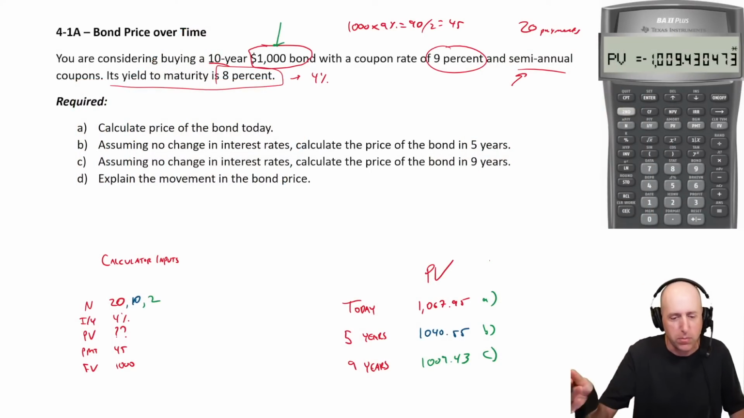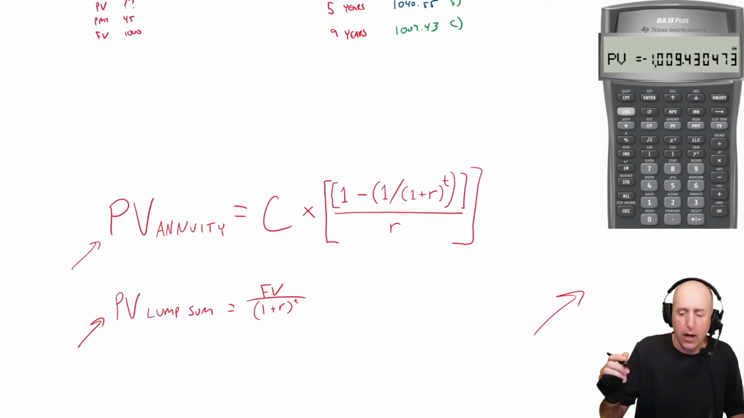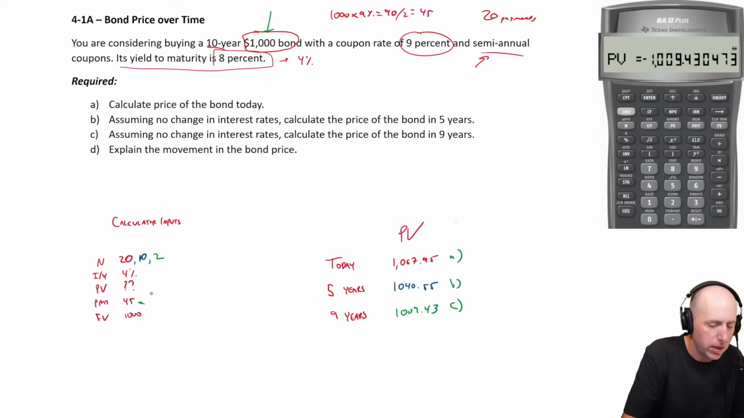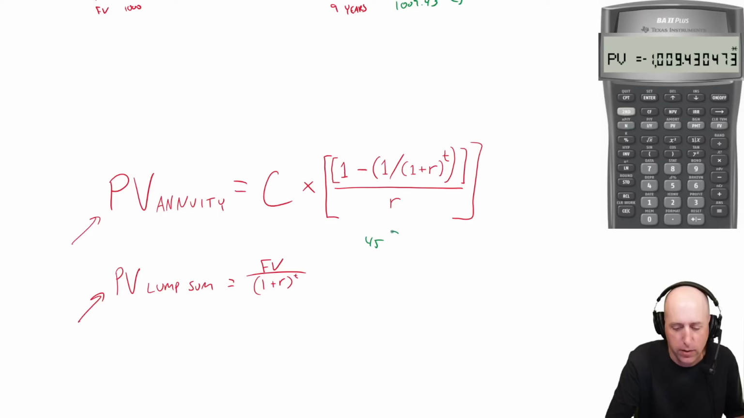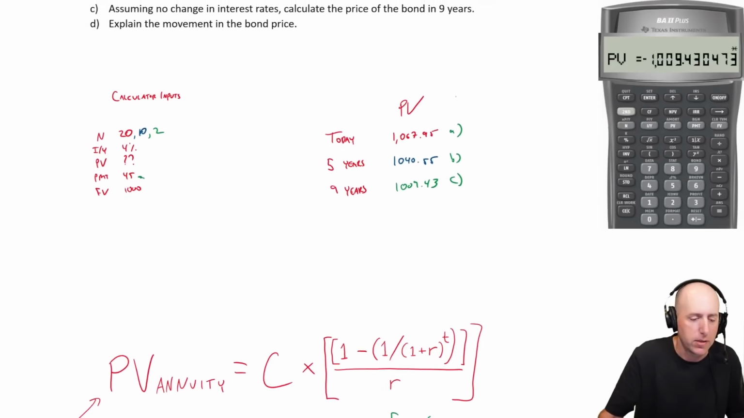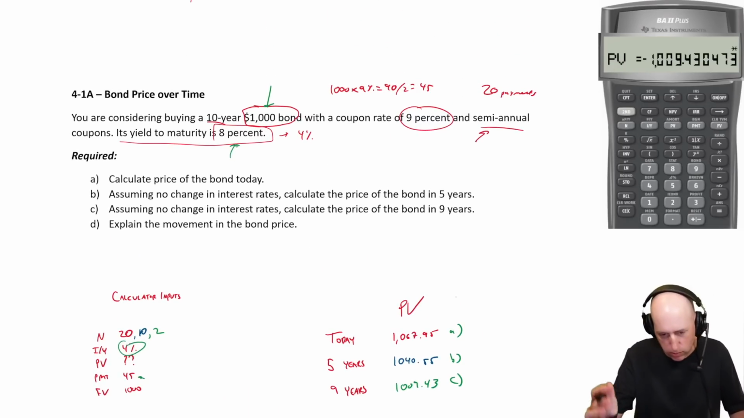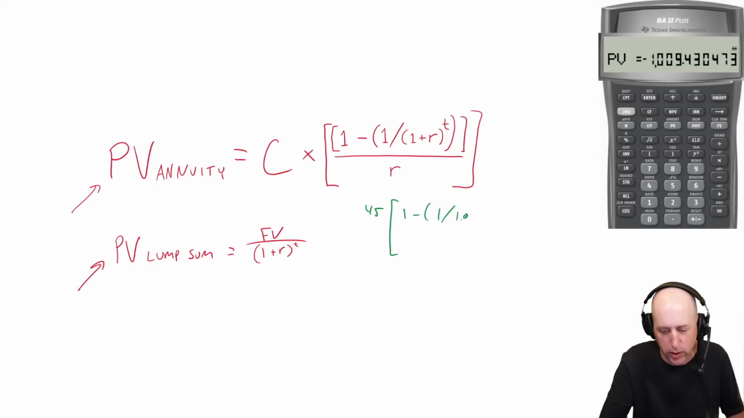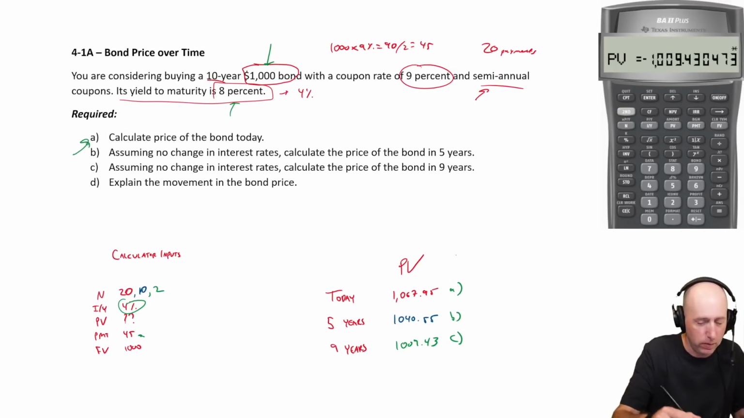Okay, let's do this by hand, though, and see how you're coping with doing it by hand. The present value of the annuity is the payment amount. We said the payment was $45. So C is cash flow, the regular cash flow, 45 times 1 minus 1 over 1 plus the interest rate. And this is the IY. This is the yield to maturity divided by 2. So 4%, 1.04 to the power of T, it's 20. Sorry, I'm redoing part A, just to be clear. I'm calculating the bond price.